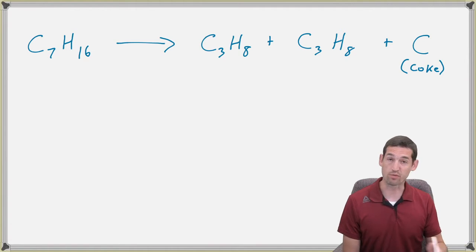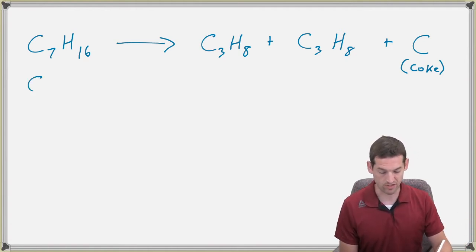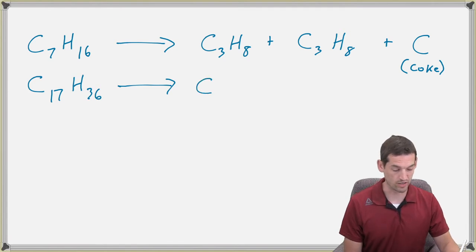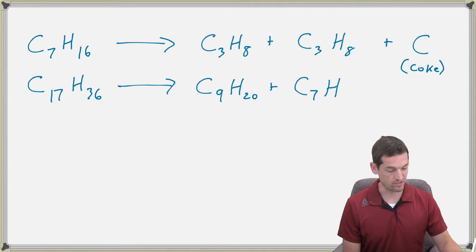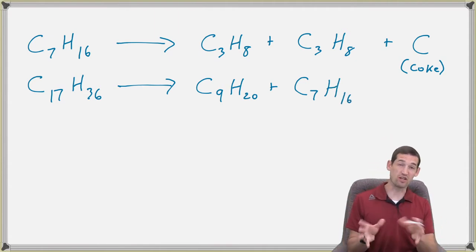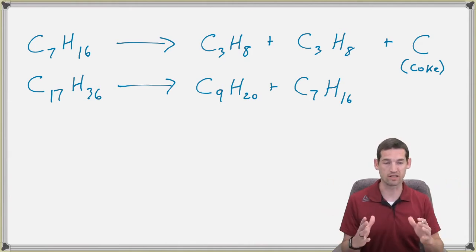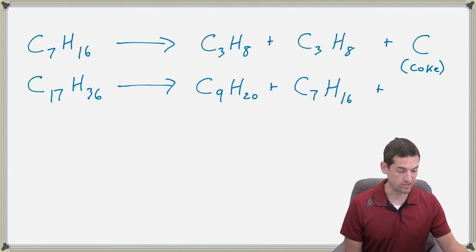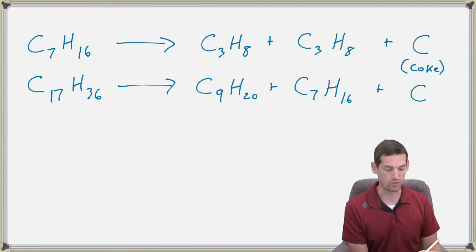It doesn't have to be a perfect break. Like in this one I did an even split, but you could do something like C17H36, and we could break that molecule into a C9H20 and a C7H16. So now it's not quite an even break. It doesn't have to be. Cracking just means big breaking into small, even if they're uneven. Again, in this case, we would still have that solid carbon residue left over just because of what we did.